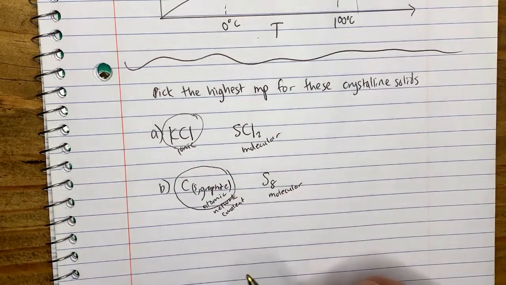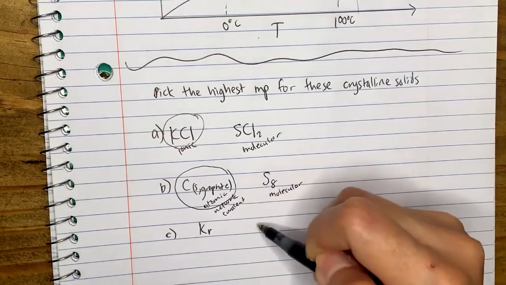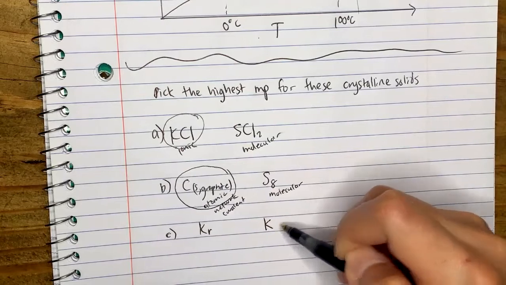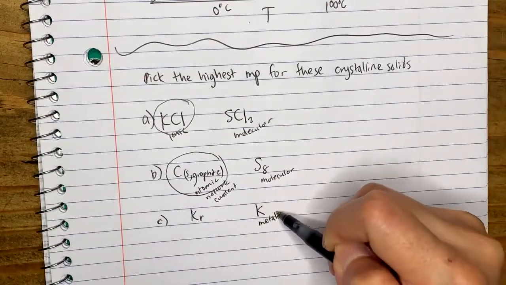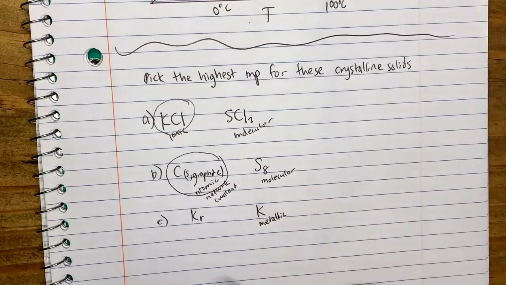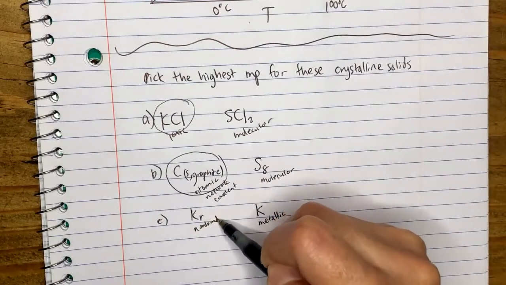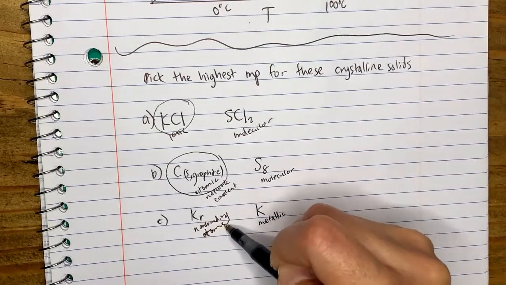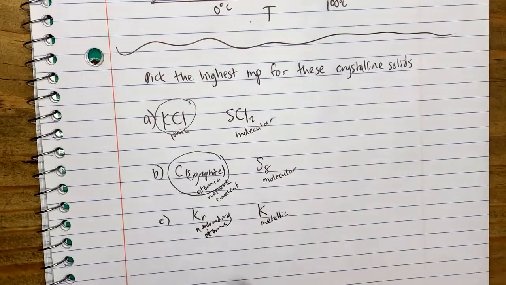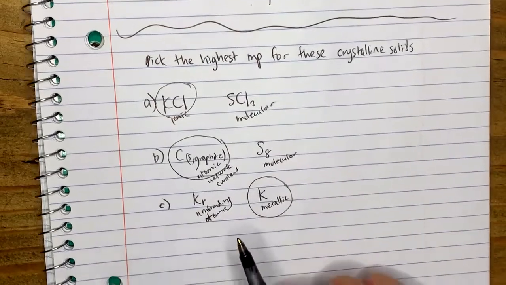Okay, now the next one is krypton versus potassium. This one is a metal, agree? So metallic solid. This one is non-bonding atomic because it's a noble gas. So which one is a higher melting point? This one's going to be the lowest. So metallic will be higher than that guy.